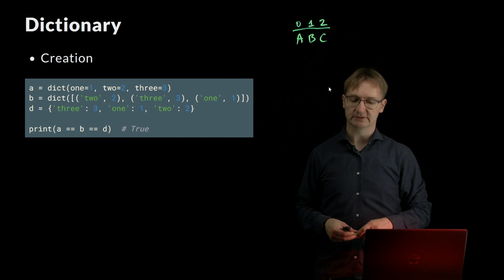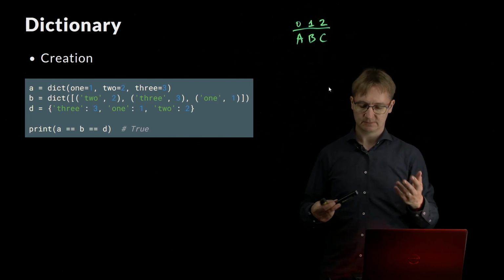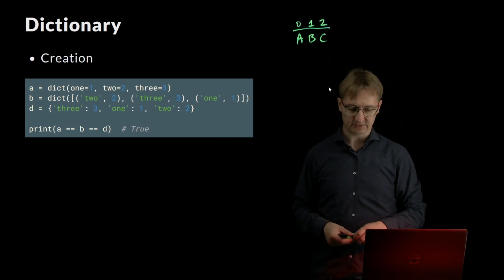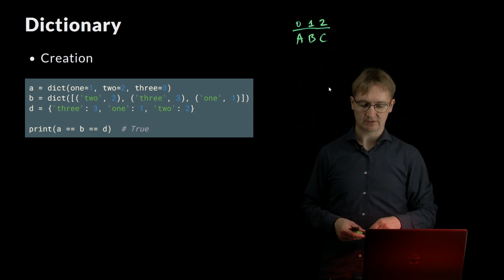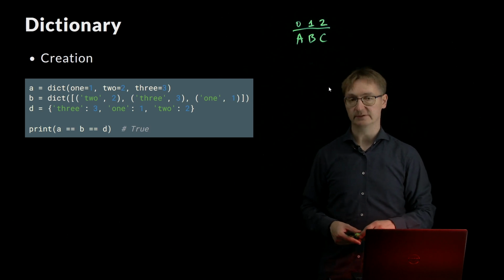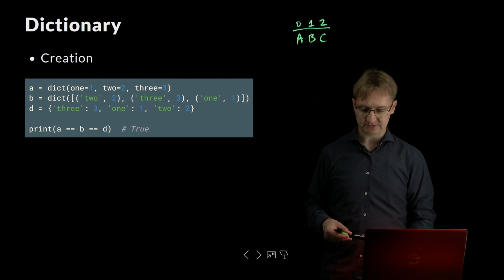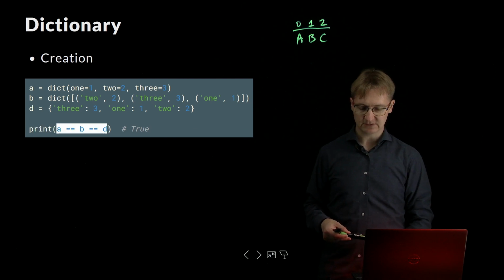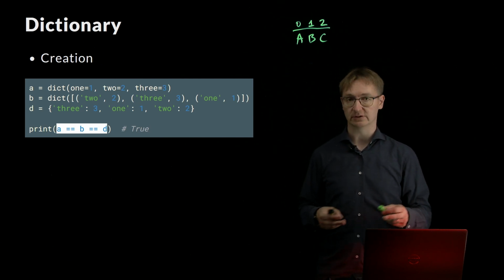So some examples. How to create a dictionary? There are 3 ways pointed out here, and they are all the same. So whichever I choose, I end up with the same result. And if I print out the comparison of those 3 dictionaries, I get the result true. So all of them are equal.